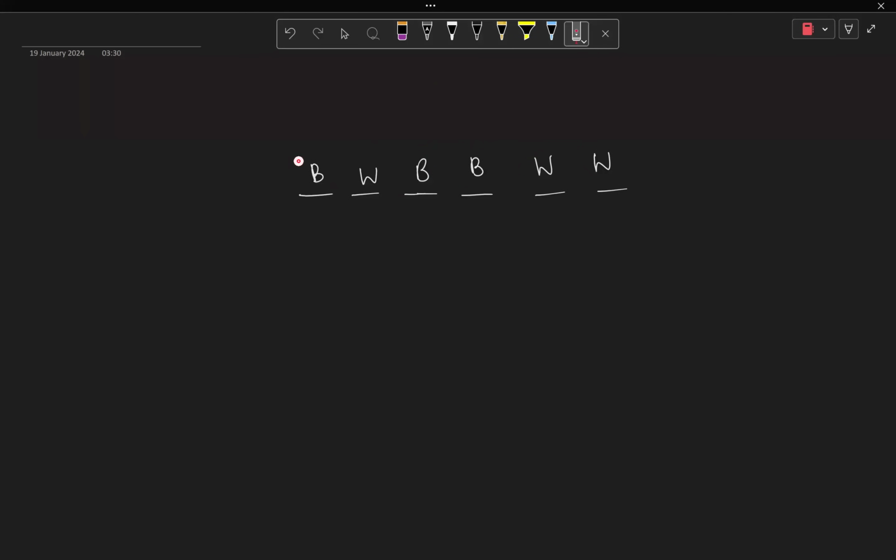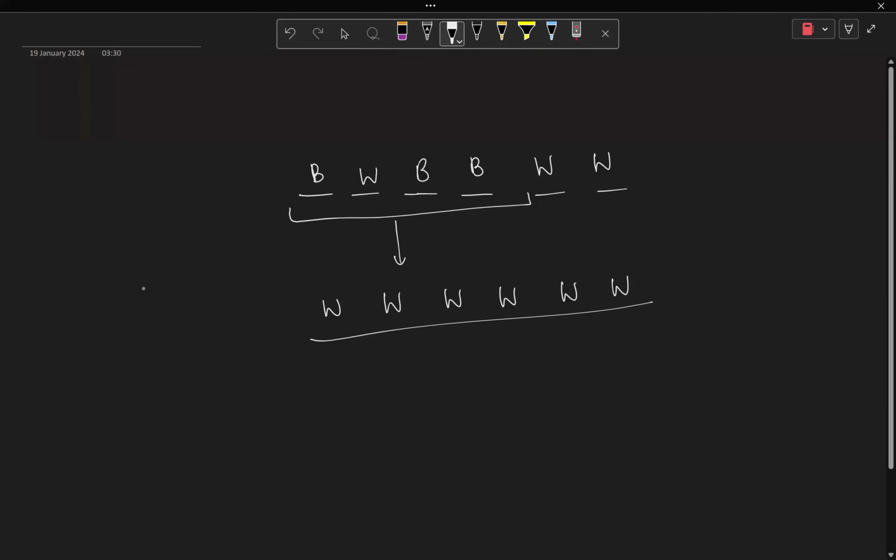So here in this case, we could just choose this substring. Let me mark it here. We could just choose this substring and make all the cells white, right? So guys, is the problem clear? We want to choose a substring with minimum length.